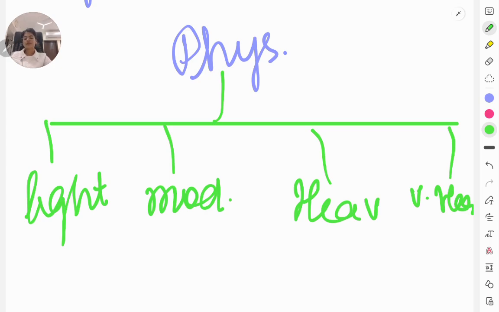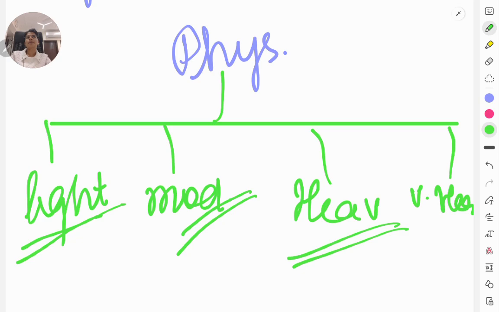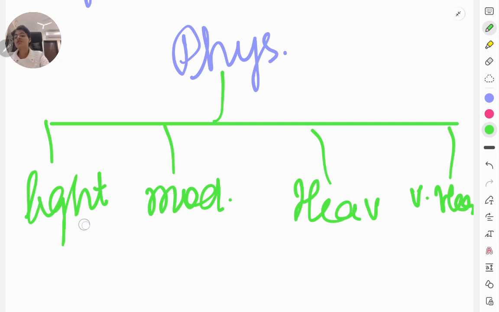The light activity is done by a teacher or office worker or doctors. Moderate is done by the students. Heavy is done by the agriculture laborer, and very heavy is done by those you just know, the workers at the construction site, how hardworking they are.